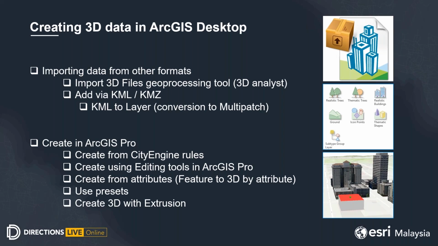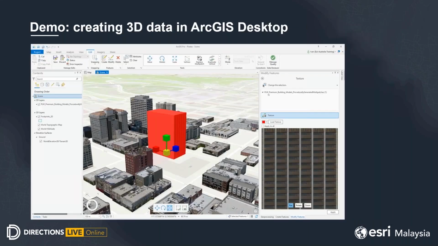You could also create 3D using extrusion or the Feature to 3D by Attribute tools. This is a type of geoprocessing tool that allows you to take a flat dataset, which might contain an attribute field that will store either height or depths, and convert it into a true 3D feature class. So at this stage, I will jump to ArcGIS Pro, and I will show you a couple of methods for creating 3D content or 3D objects and features in ArcGIS Pro.